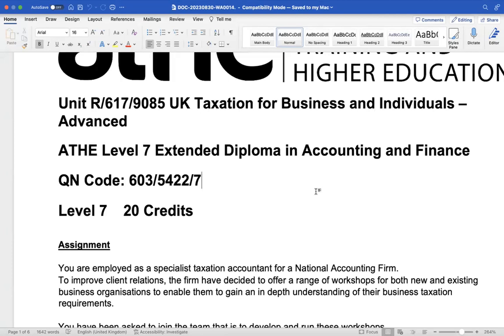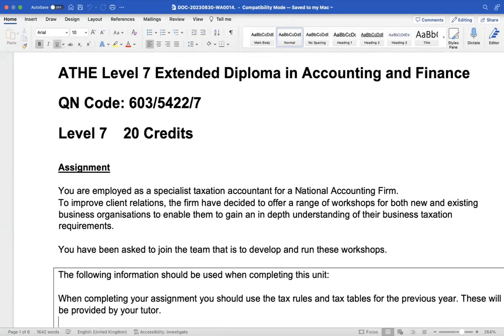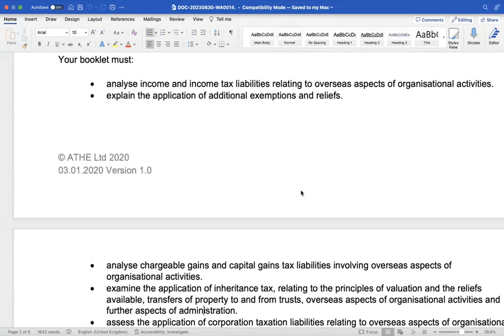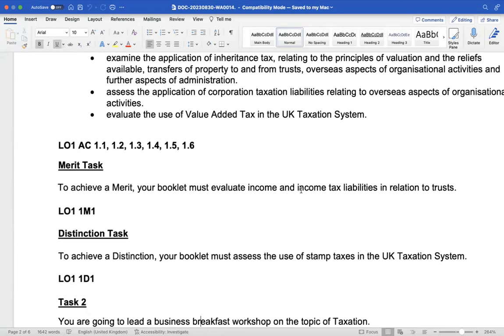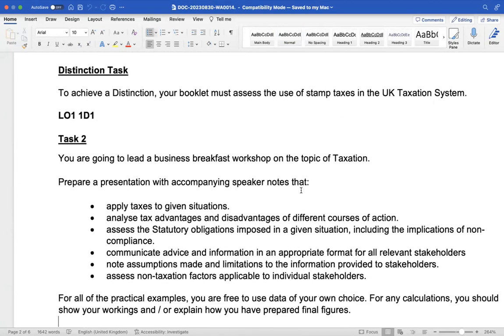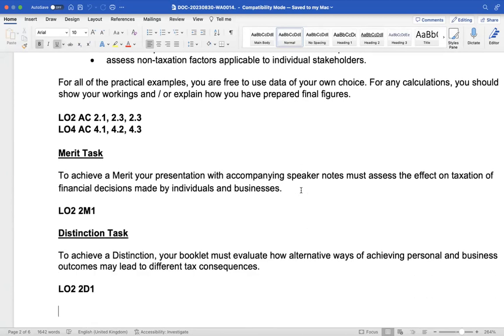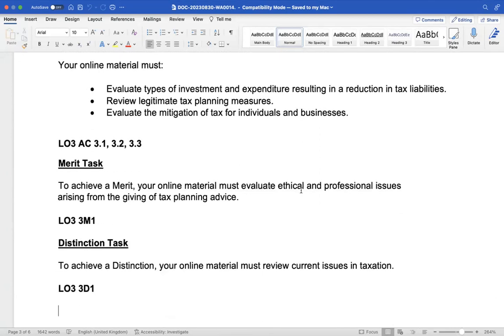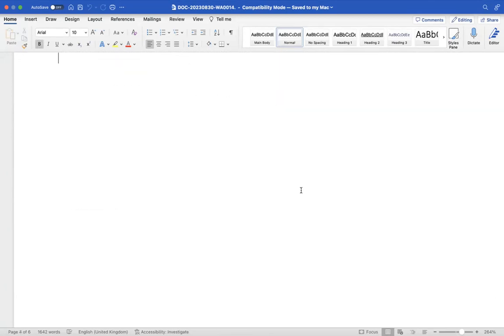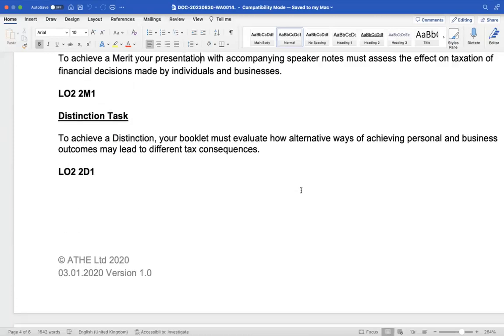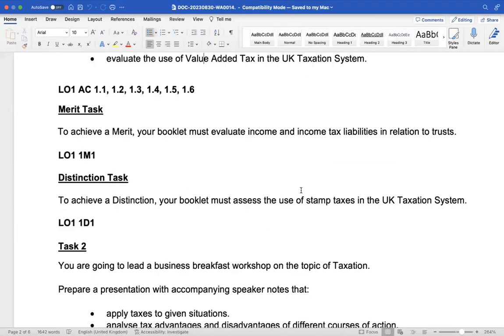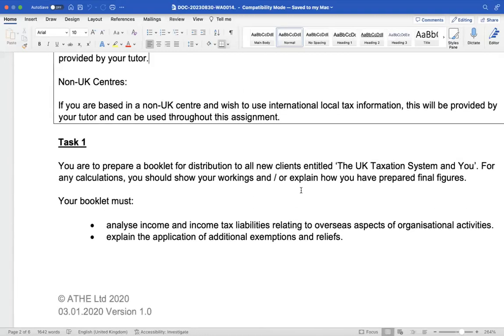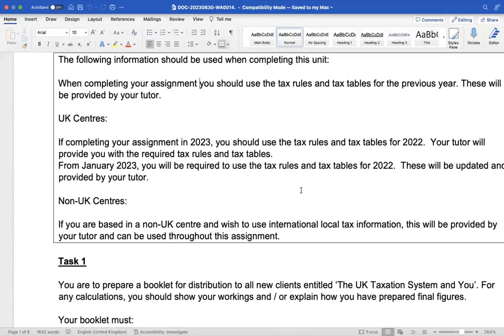So this is your assignment. We will discuss the assignment and tasks. Task one, then task two, and I will explain how you can get merit, pass, or distinction. There are about 3 tasks in your assignment. So there is task one: you prepare a booklet for distribution to all new clients entitled the UK taxation system.